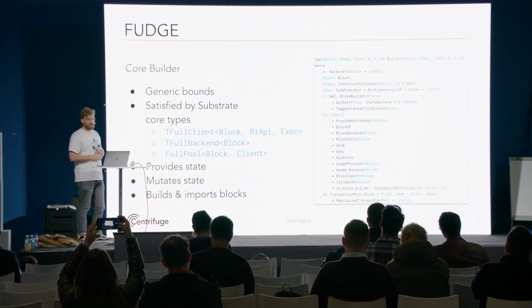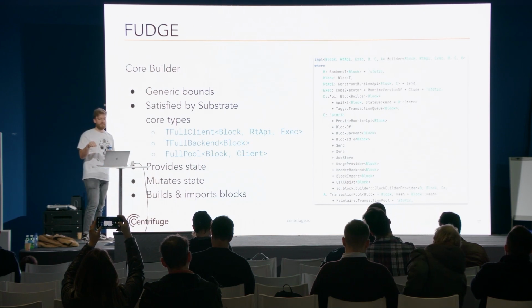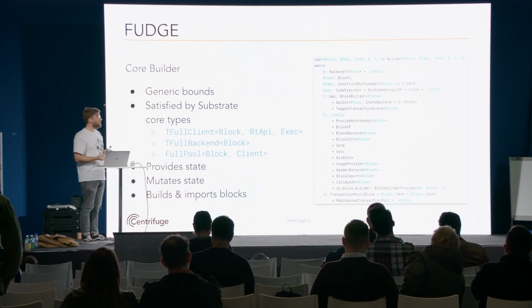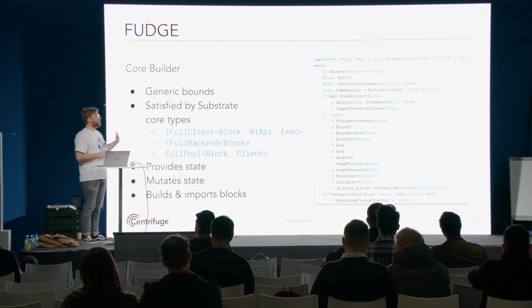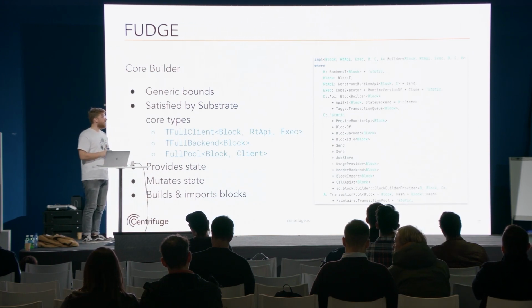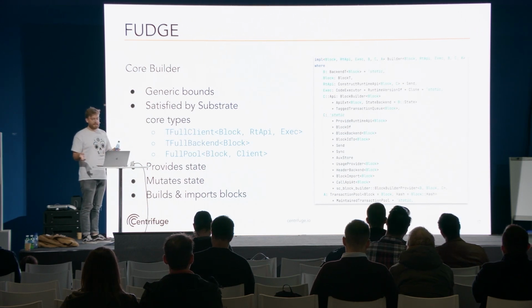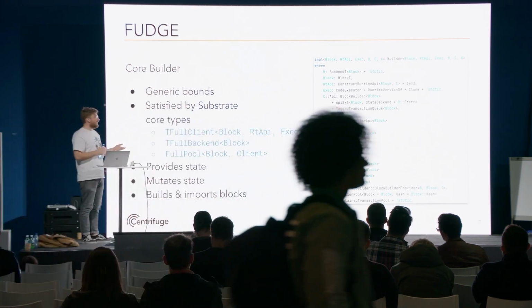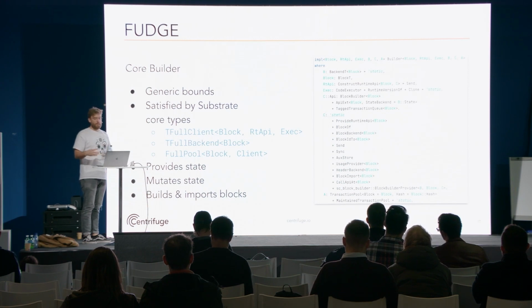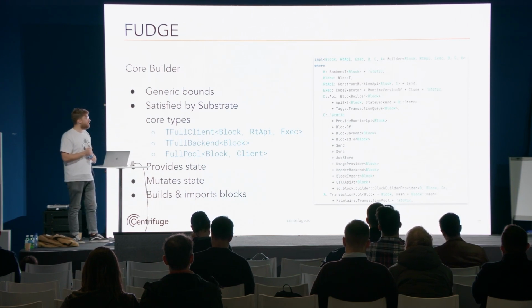And the core builder, those are basically all the trait bounds that you have on the core builder. And as you can see, it's generic over six data types basically. So it's generic over the block, the runtime API, the executor, the backend, the client, and the transaction pool. And as long as the data structures that you provide satisfy what the generics expect, you can just wire in whatever you want to.